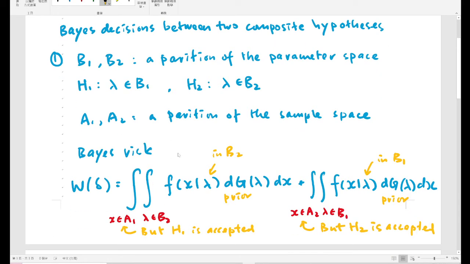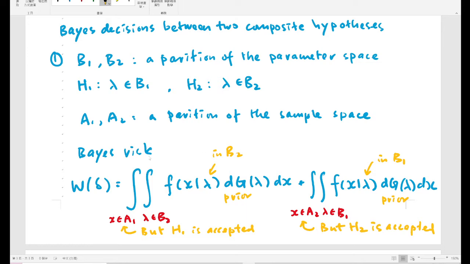Okay, then our decision problem is we need to construct a partition of the sample space. We partition the sample space into two sets, A1 and A2, okay? And remember, the random variable or the data that we have is denoted by X. Let's consider the Bayes risk here. The Bayes risk is denoted by W delta. Delta is our decision. The Bayes risk consists of two double integrals.